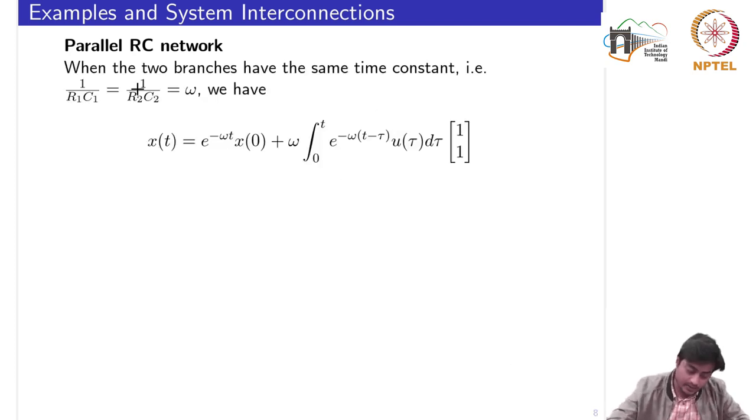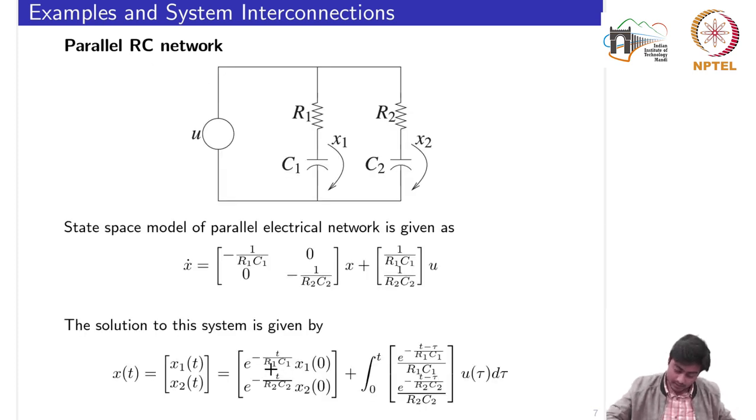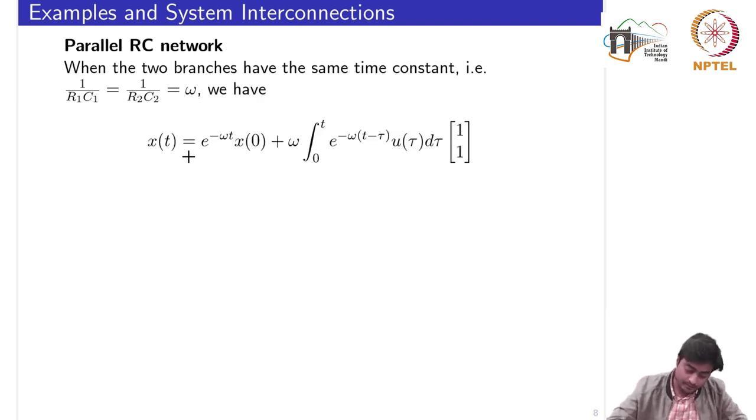Now in this formula, we have a condition: when the two branches have the same time constants, that is 1 by R1C1 is equal to 1 by R2C2, let's specify them by some other variable omega. These two time constants are basically appearing here in the state transition matrix. So if I replace them by omega, I get this simplified equation, because this e to the power minus omega t would be a matrix.